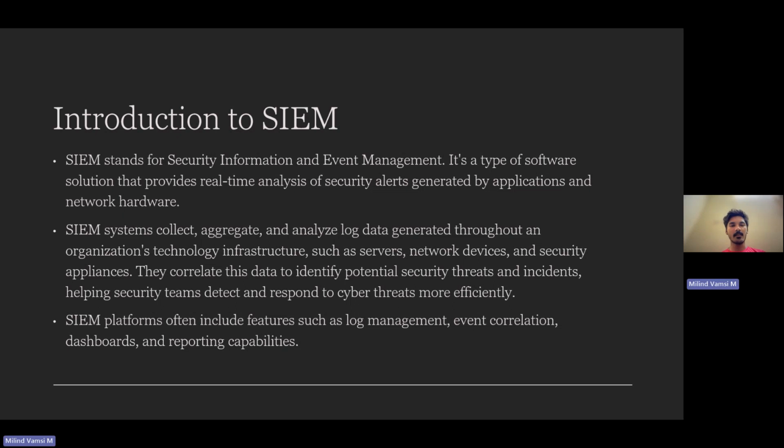Some of the SIEM platforms often include features such as log management, event correlation, dashboards, and reporting capabilities, which we will be seeing later.